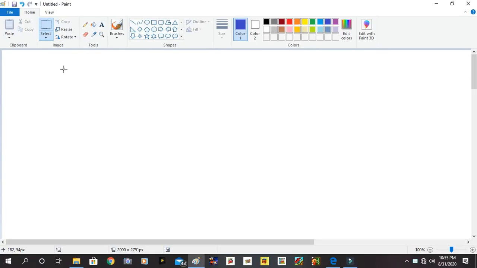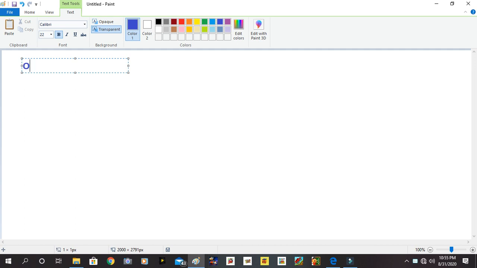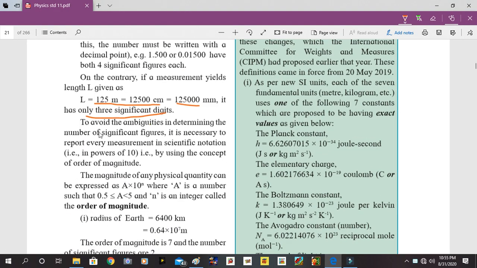Hello again. The next article is again quite important from the physics point of view: order of magnitude. So what exactly is order of magnitude? To learn that, we'll first go through the book and then we will start.